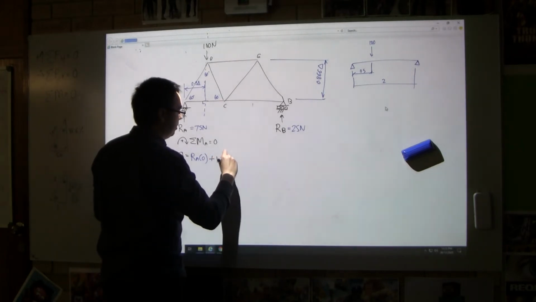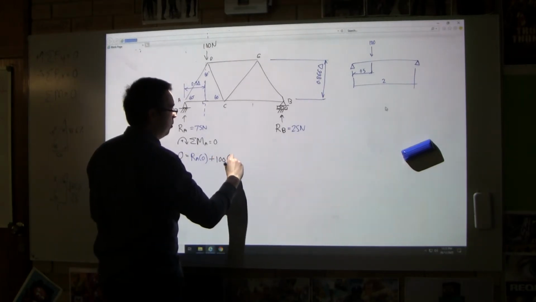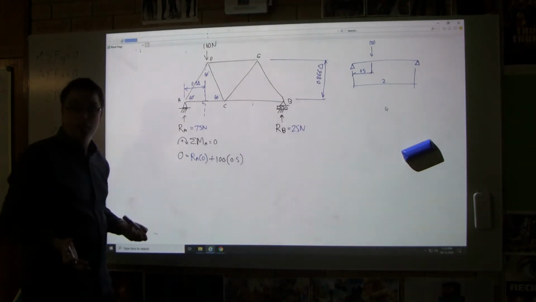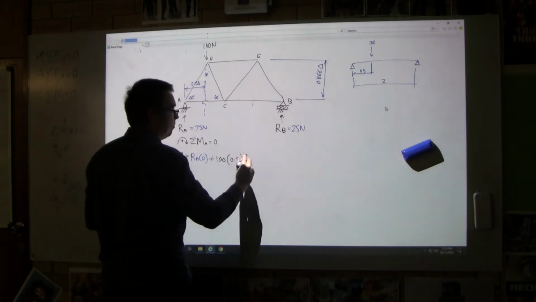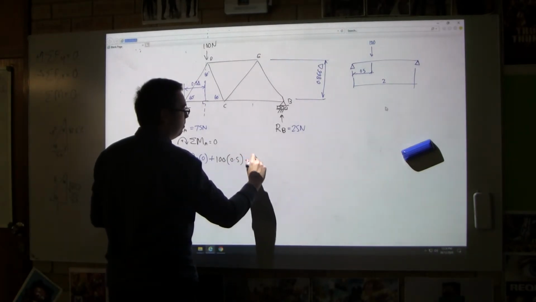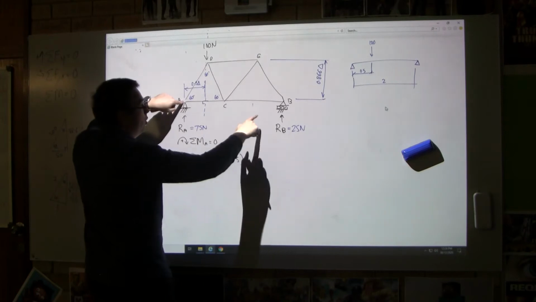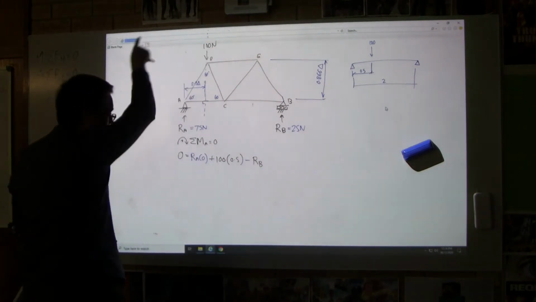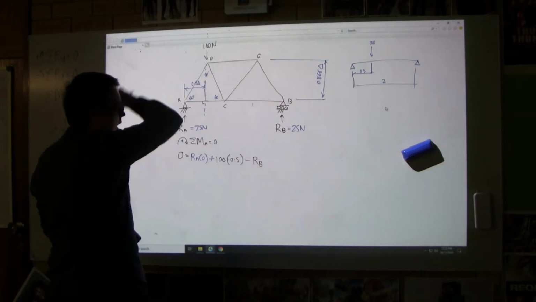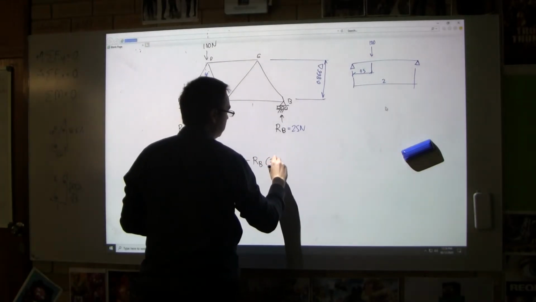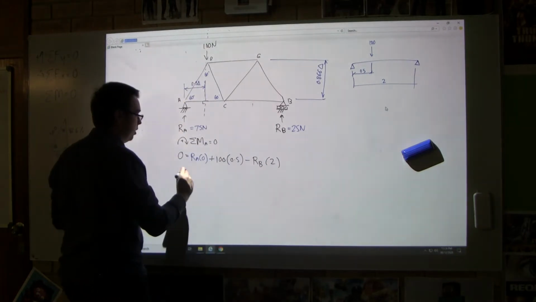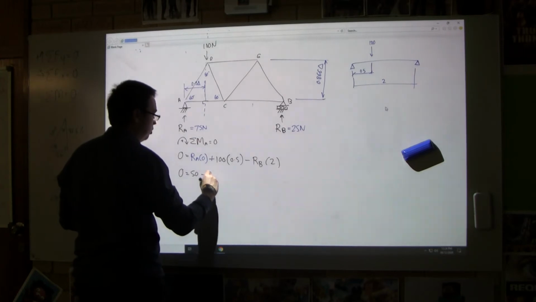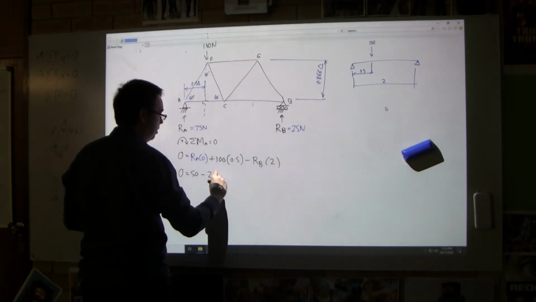100, how far away is it? 0.5. Yep, 0.5 metres. And then what's our other force? We only have one other force in this diagram. What's that? RB. Is RB clockwise or anti-clockwise? So I put my finger on RA and I go around. Which way is it going? Anti-clockwise. So times 2. So what we're getting here is we're going to say 0 equals 50 minus 2 RB.